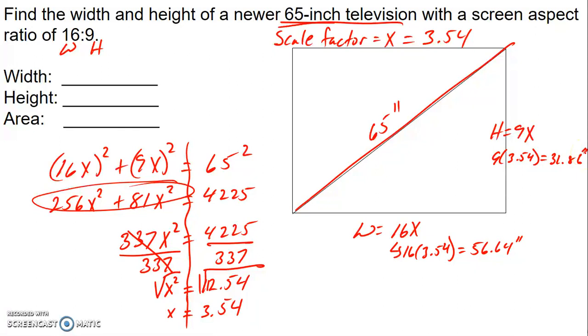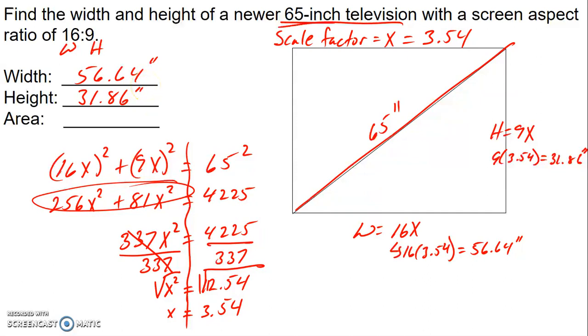So again, make sure you keep them straight, which one the width is, which one the height is. Be very careful, because if you mix them up, it's wrong. The width is 56.64 inches. The height is that 31.86 inches.